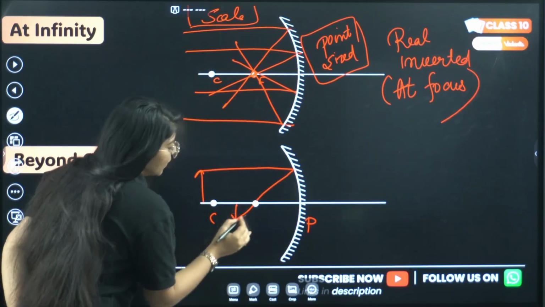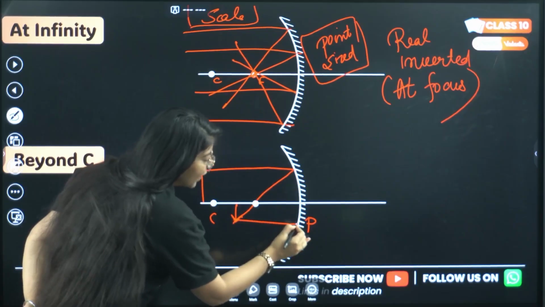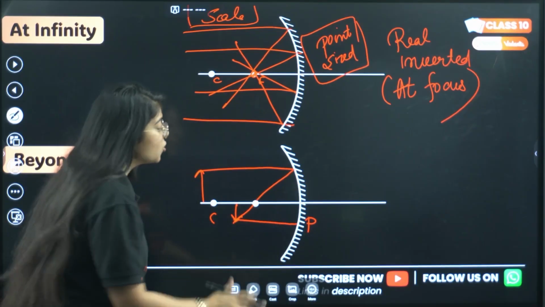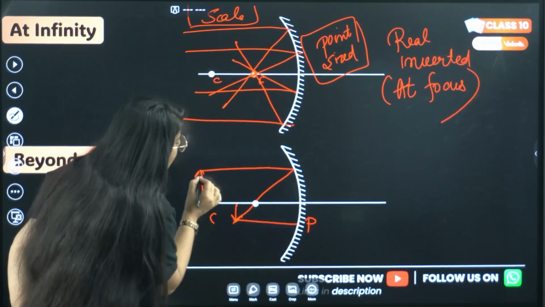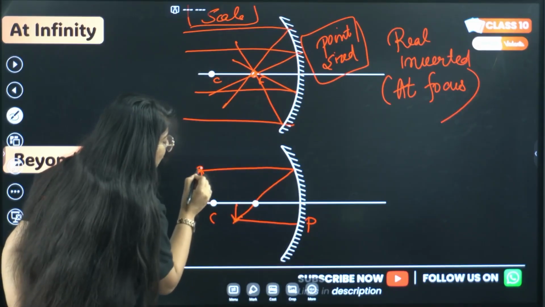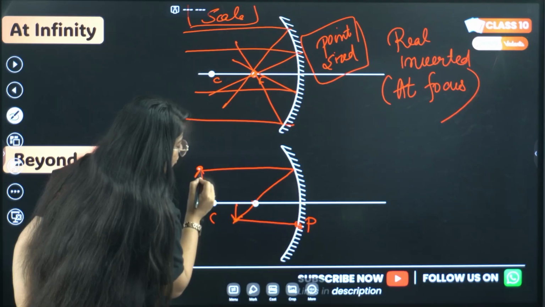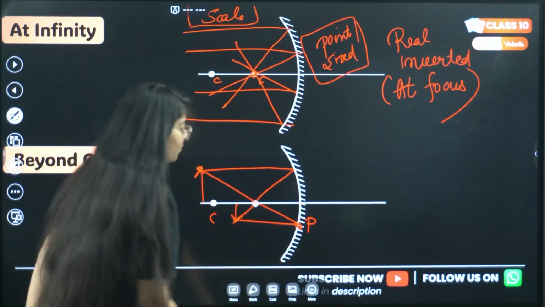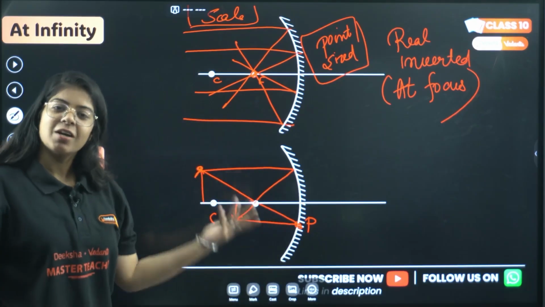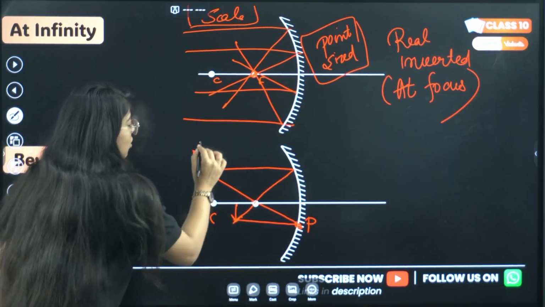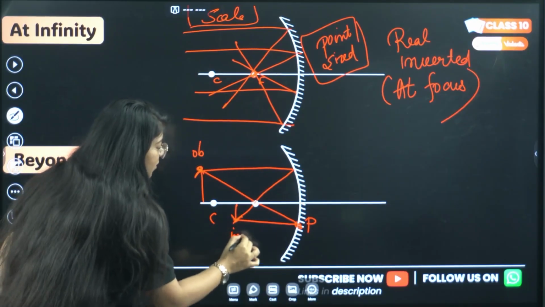Okay, then make a line parallel to the principal axis from the image. Place your scale at this point and join it to this point, and it should pass from focus. Join these 3 points, and hence your ray diagram is perfect. This is your object, this is your image.